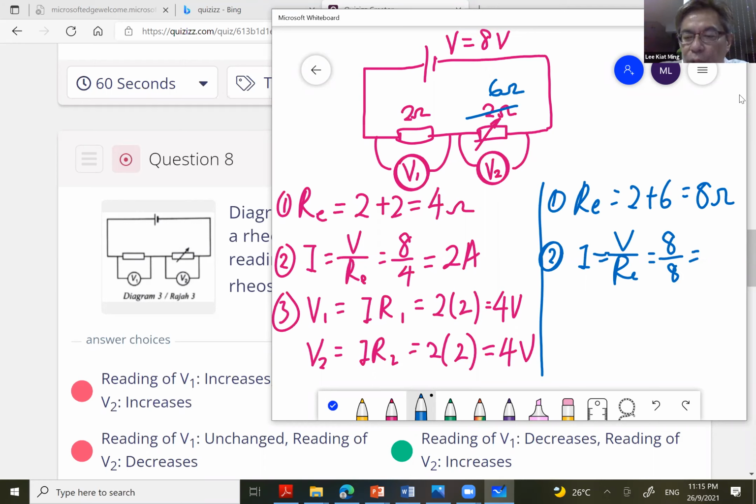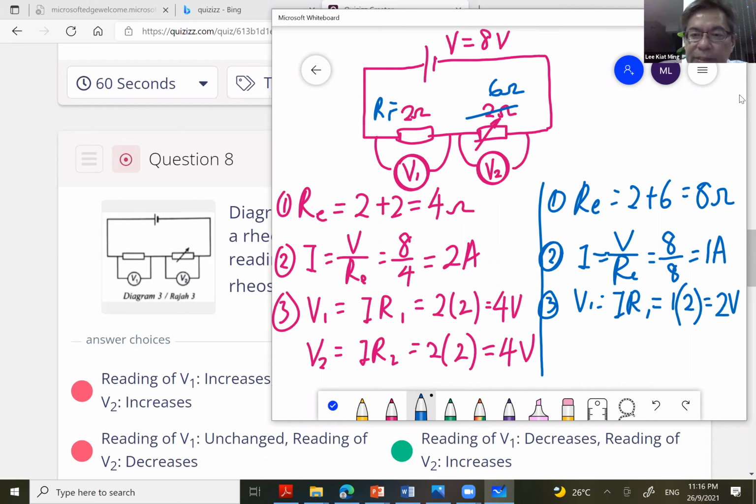Understood, your current is downgraded to 1 ampere because of higher resistance. So the third step will be still V1 and V2, which is going to be I R1. We know that the current is 1, but your resistance for R1 is kept as 2 ohm. Then it will become 2 volt.